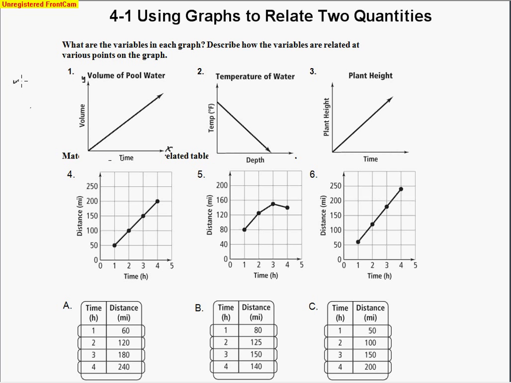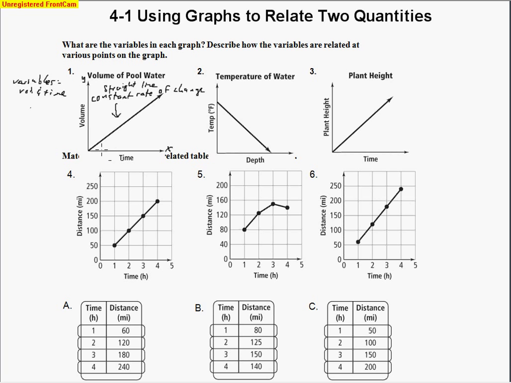So our variables are just going to end up being volume and time in this case here. Now it asks us to describe how the variables are related at the various points in the graph. Well, whenever I see a straight line, that ends up telling us that we have a constant rate of change.